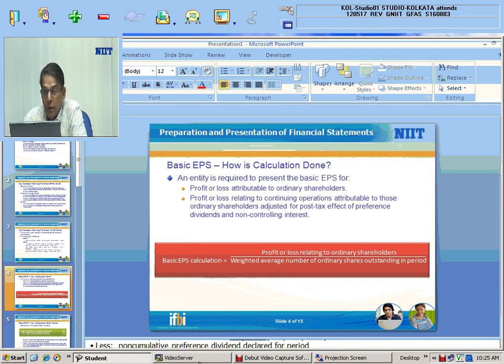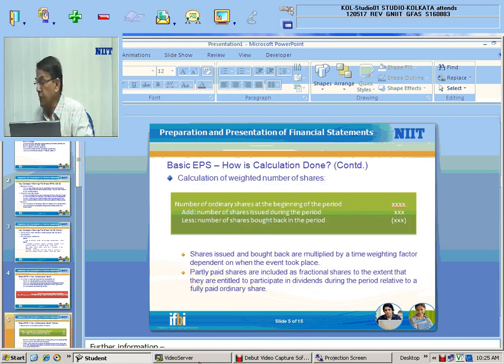So let's look at some examples here to understand BEPS. Examples make things very clear. So how do we calculate the weighted average number of ordinary shares during the accounting period? We take the number of ordinary shares at the beginning of the period. We add the number of shares issued during the period, and less the number of shares bought back in the period. A company can buy back shares also.